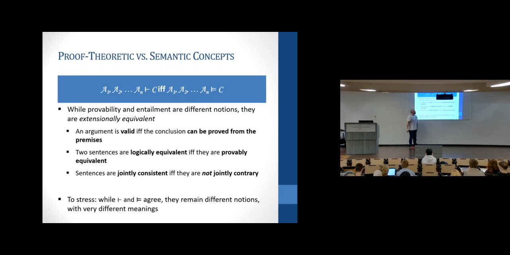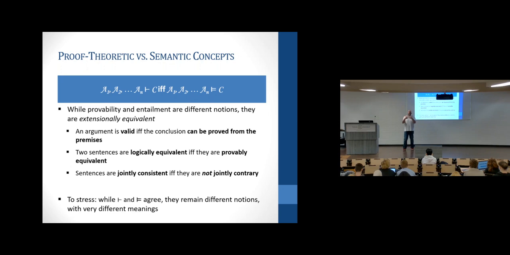Similarly, if some sentences are jointly consistent, then they are not jointly contrary. So remember, on the midterm, I also gave you some sentences and asked you to show me that they're jointly consistent. And you did it by giving me an interpretation that makes them all true. Well, to show that they're not consistent, what we would do is take them as assumptions and derive a contradiction.